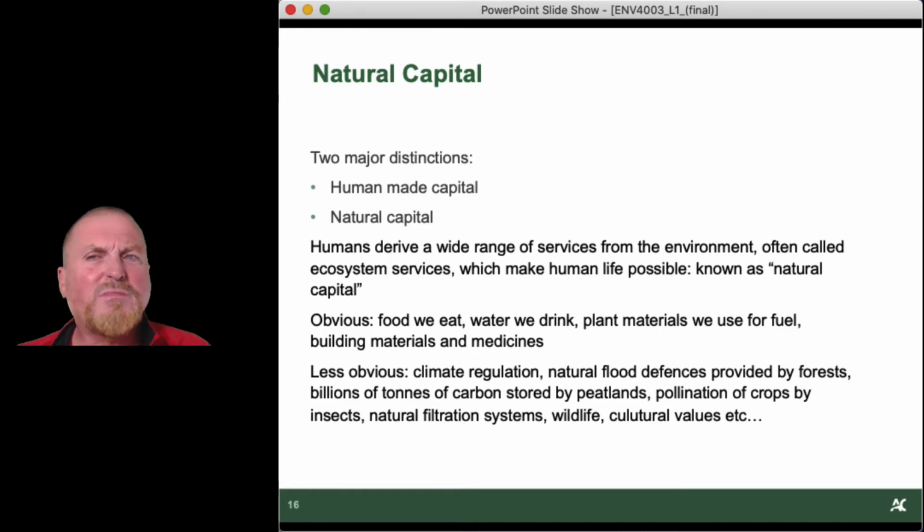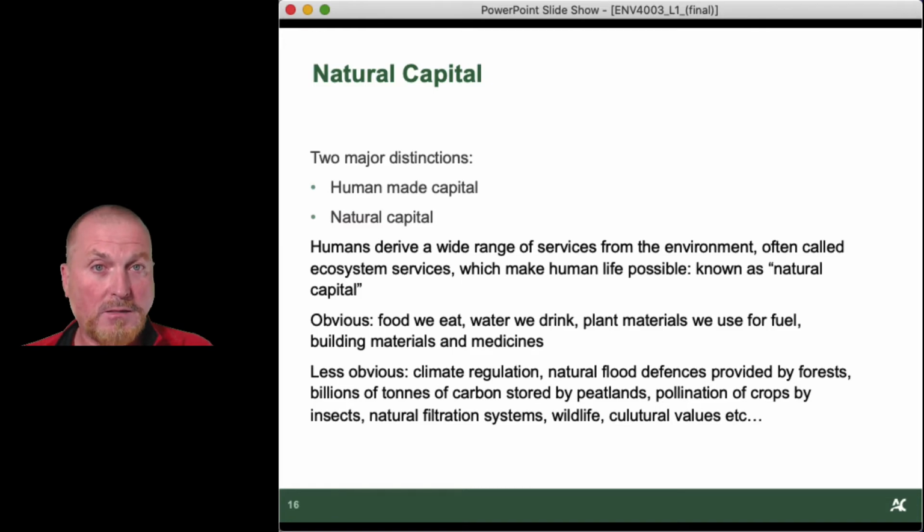Okay, so natural capital is obvious things, right? Food we eat, water we drink, plant materials we use for fuel, building materials, medicines, you name it. Less obvious: climate regulation, natural flood defenses provided by forests, billions of tons of carbon stored by peatlands, pollination of crops by insects, natural filtration systems, wildlife, culture. All of these provide enormous value to the economy and to social well-being, right?